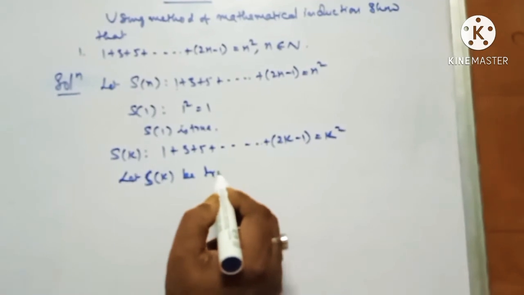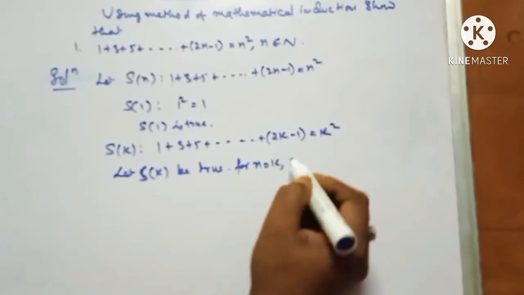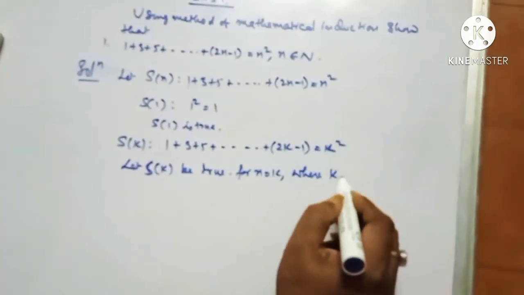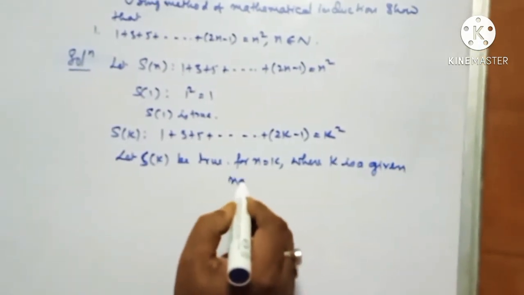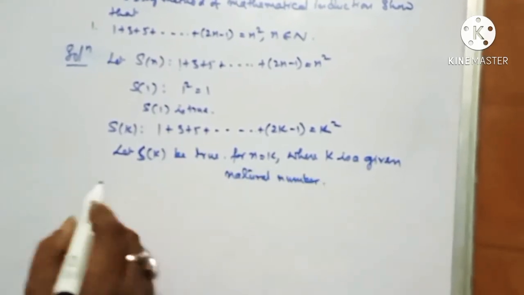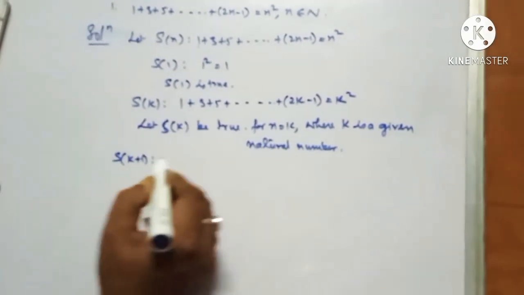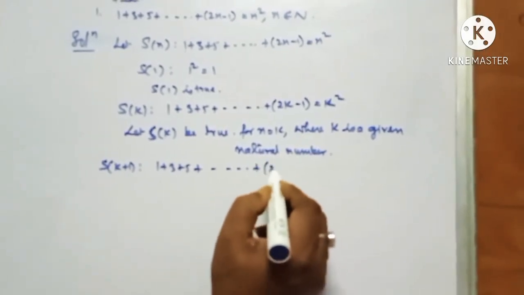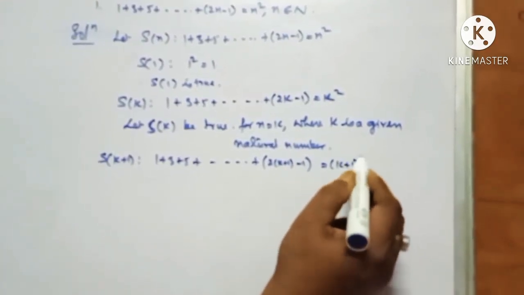Let Sk be true for n is equal to k, where k is a given natural number. Now Sk plus 1: 1 plus 3 plus 5 plus dot dot dot plus 2k plus 1 minus 1 equals k plus 1 the whole square.